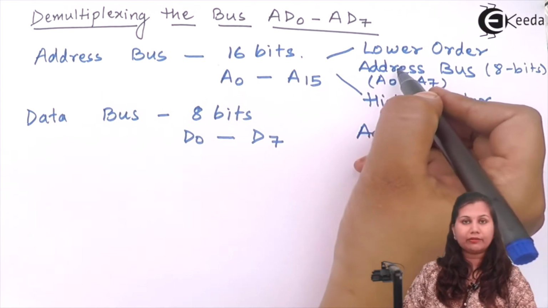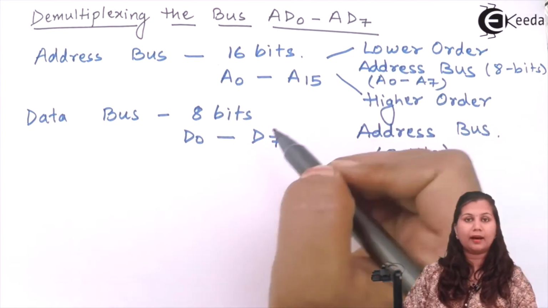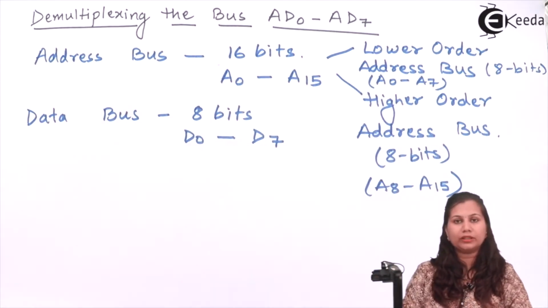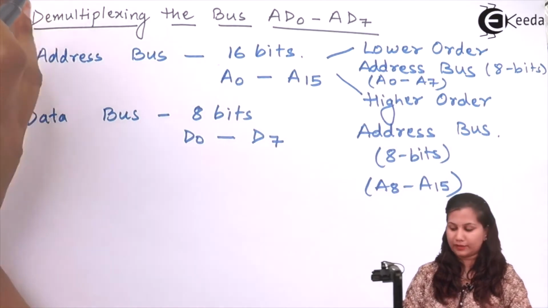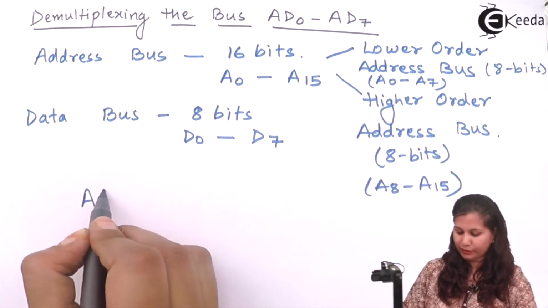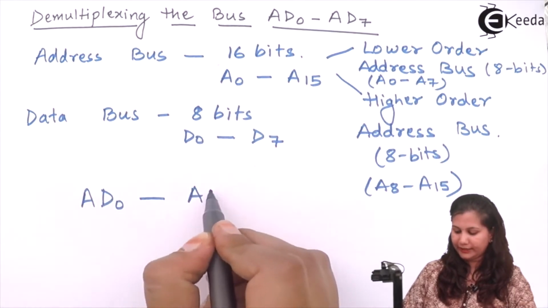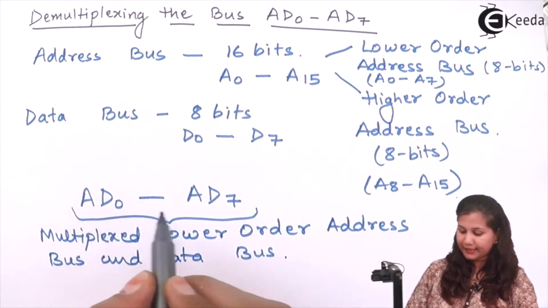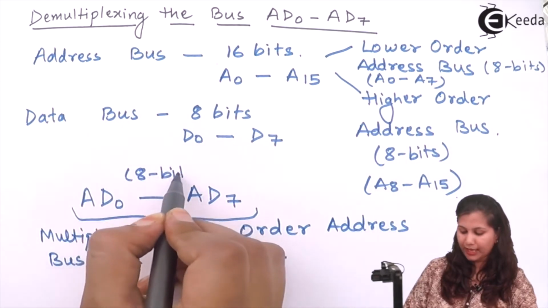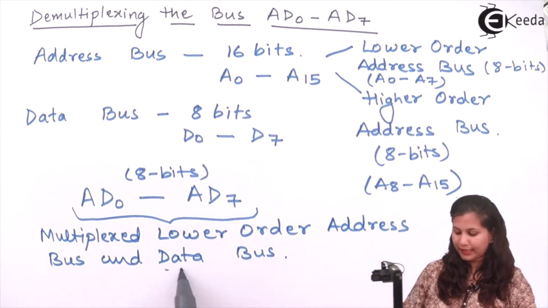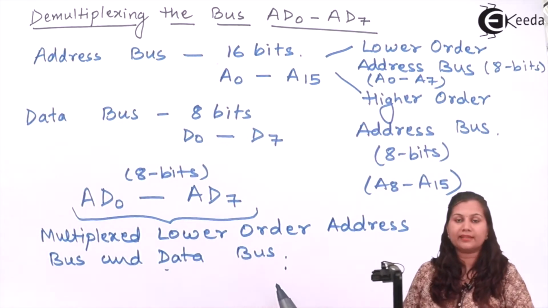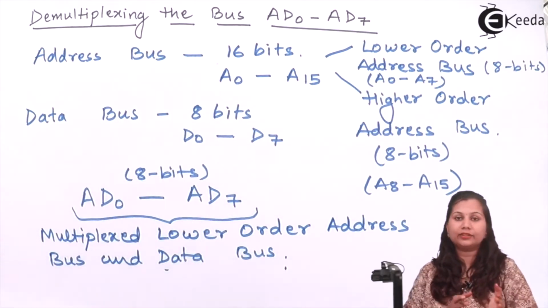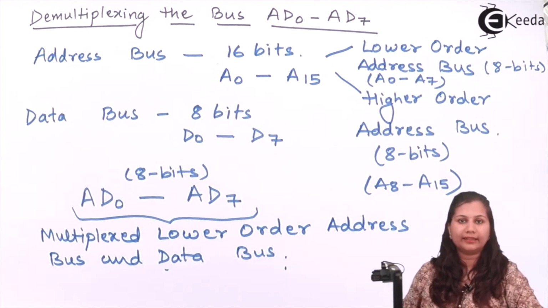Now this lower order address bus and the data bus are multiplexed. Multiplexed means the 8 lines are used as both the data bus and the lower order address bus. So they are combined and denoted as AD0 to AD7. So these 8 bits can be used as both the lower order address bus and data bus. Now how will the microprocessor differentiate whether the data available on these lines is either the lower order address or the data?